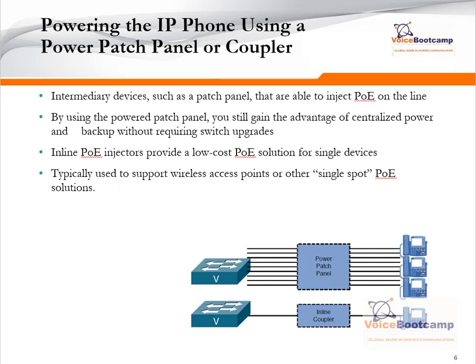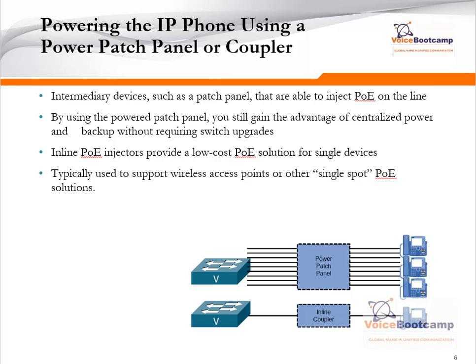Now you also have a power patch panel, a coupler. There are intermediary device such as patch panel that are able to inject PoE onto the line. By using a power patch panel, you still gain the advantage of centralized power and backup without requiring a switch upgrade. If your switch does not support PoE and you do not want to change the switch, then you need to buy a power patch panel.